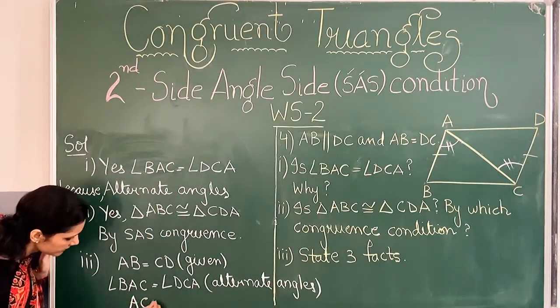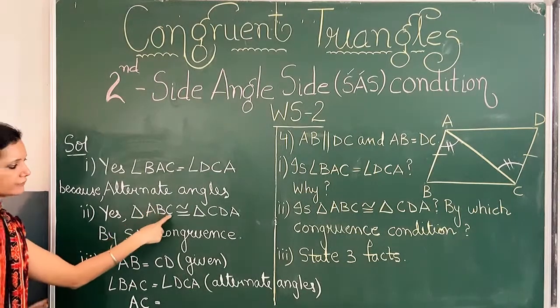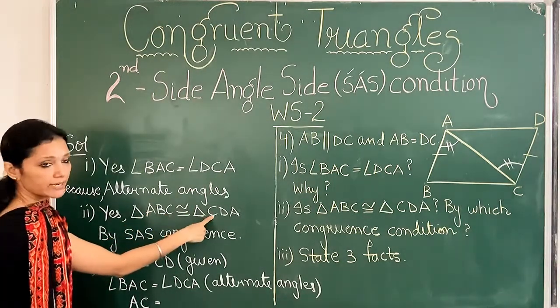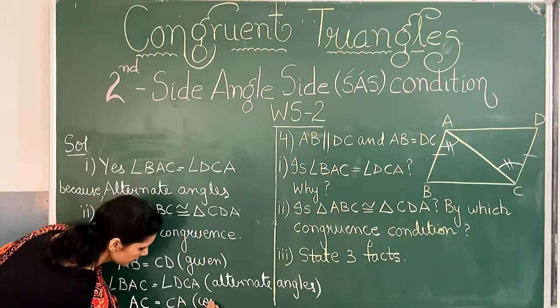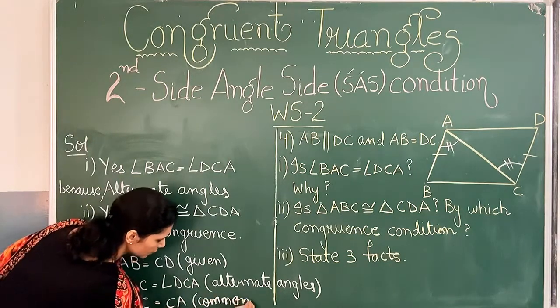And the third pair is the side which is common, AC. So the third side is AC. Now here AC is the first alphabet and the third alphabet, so here I would write it as CA. And the reason is that this is the common side of both the triangles.